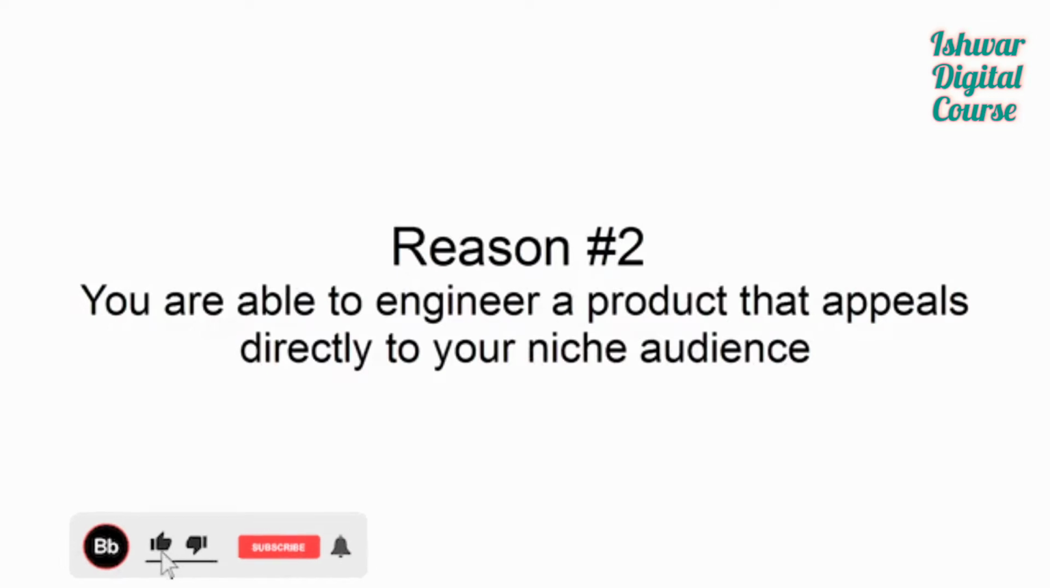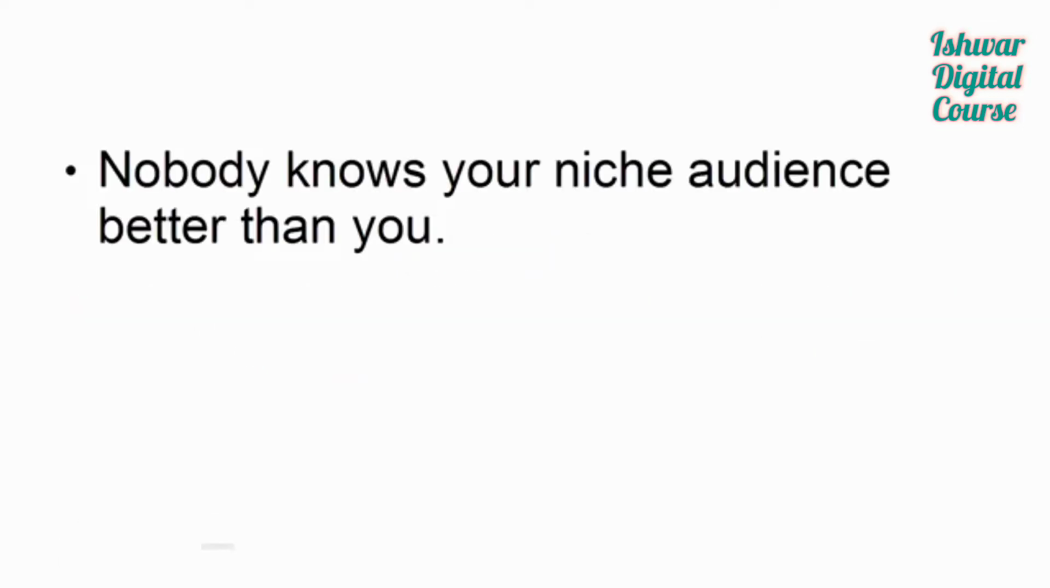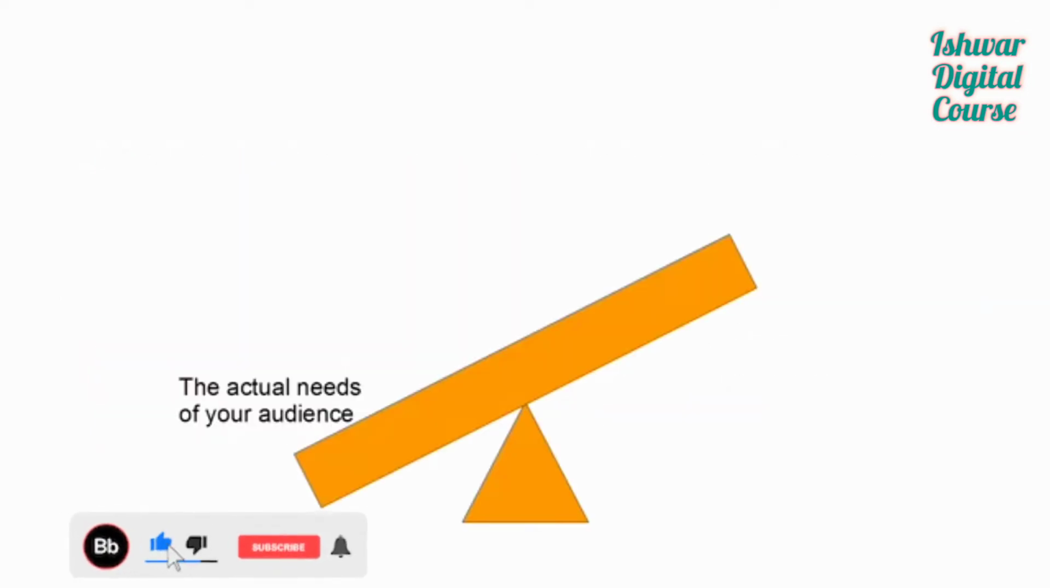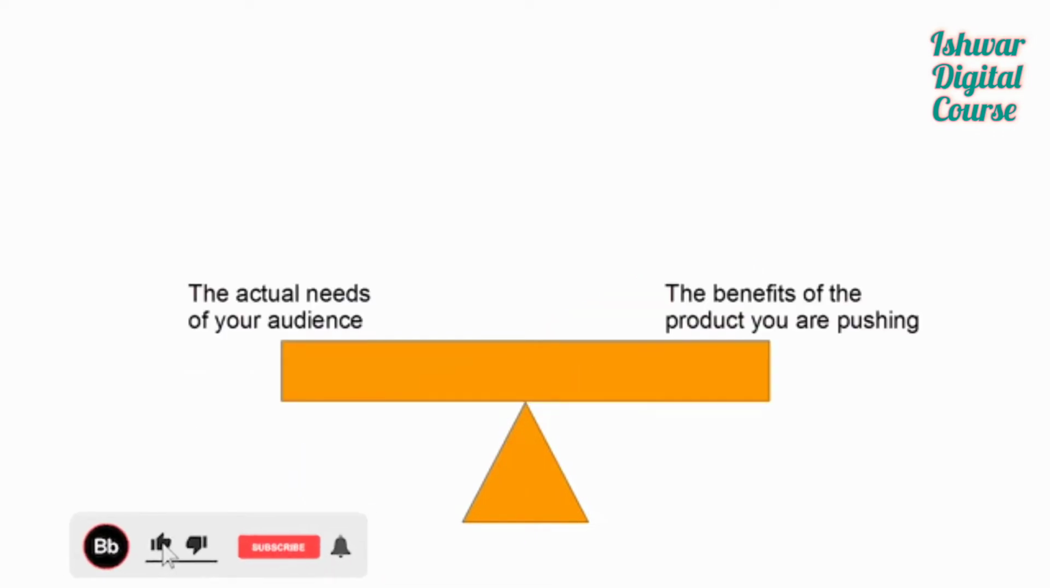Reason number 2. You are able to engineer a product that appeals directly to your niche audience. Nobody knows your niche audience better than you. Well, at least if you know how to market properly, you should have a clear idea of what your audience needs. The problem with affiliate marketing is that you're trying to reconcile the actual needs of your audience with the benefits of the product you are pushing.